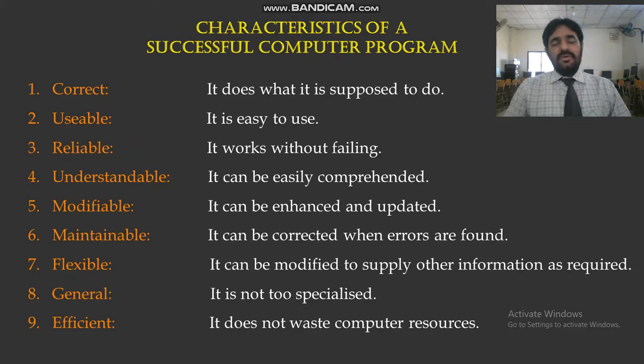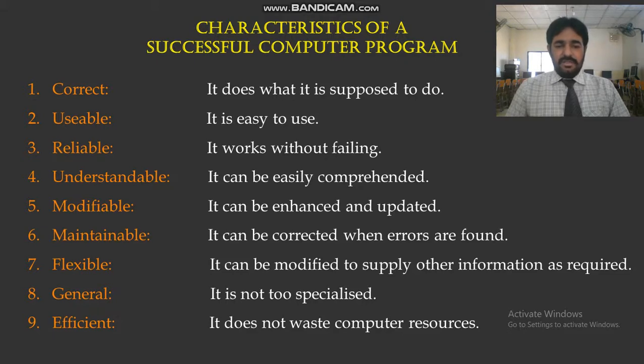Reliable: it works without failing. Its failure ratio should be minimum or 0%. Then understandable: it can be easily understood and easily read or taught to others. Then modifiable: it can be enhanced and updated. If you want to update or modify your program, it should have the capability for modification. Maintainable: it can be corrected when errors are found. Definitely, when you have finished your coding and the program is ready, if during the running process there is any error, it should be correctable. Flexible: it can be modified to supply other information as required. Different software has options to share with others.